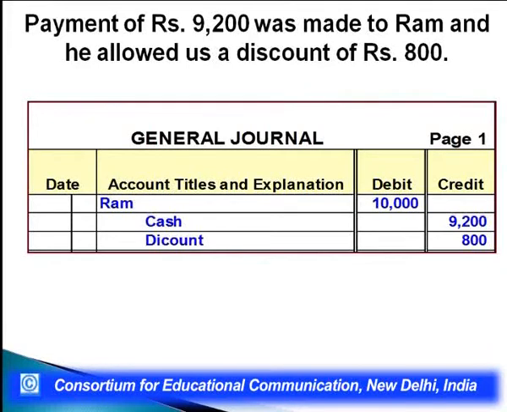Discount received is a revenue. Discount allowed is an expense. So expenses have debit balance like assets, and revenues have credit balance. Since this is a discount being received, you paid less than what you owe. You owe 10,000 and you are paying 9,200, right? So you have 800 of discount being received. So this becomes a revenue.